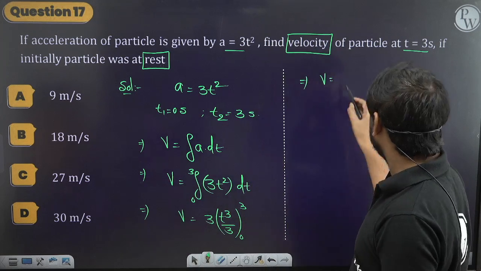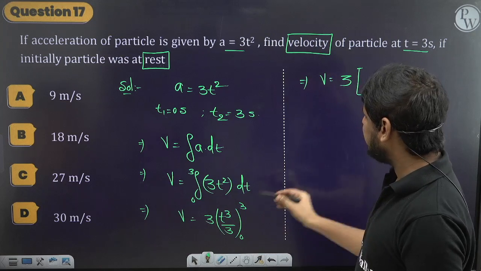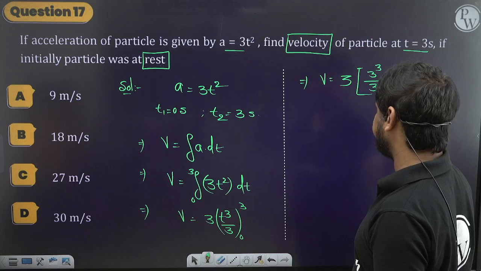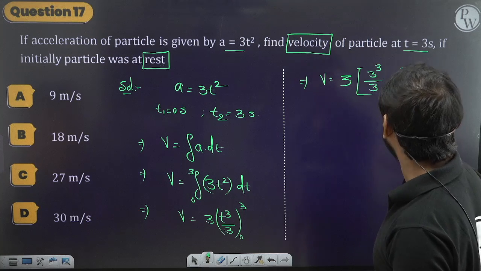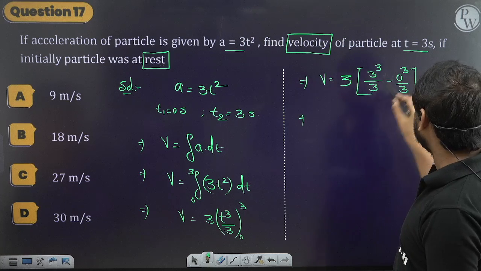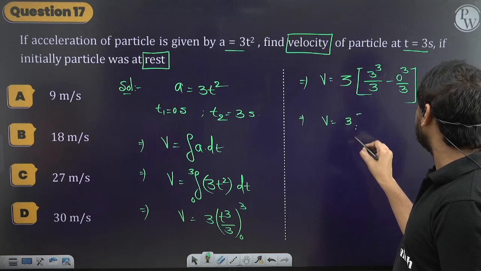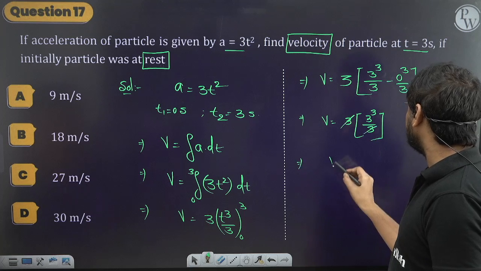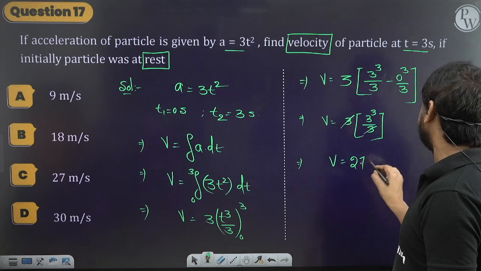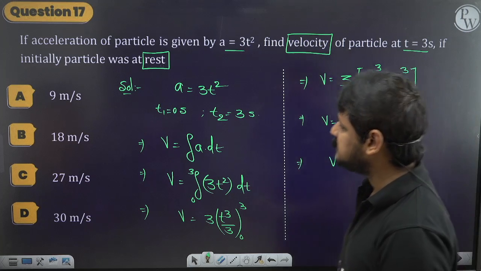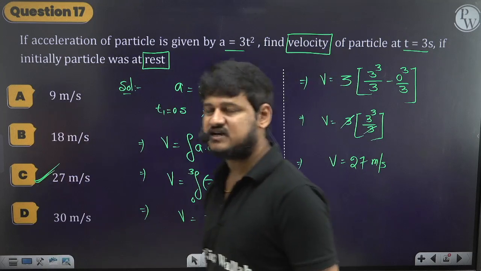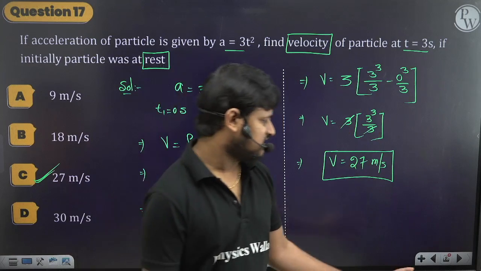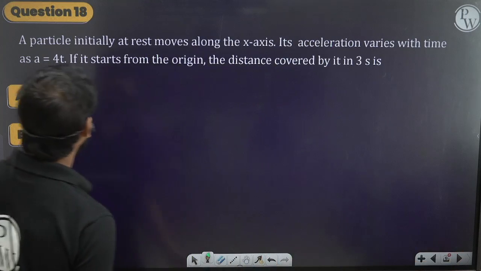v is equal to 3 into t cubed, which is 3 cubed by 3, minus 0 cubed by 3. 0 cubed is nothing but 0, so this whole part is 0. So v is equal to 3 into 3 cubed by 3. Here the 3s cancel, so 3 squared is 9, into 3, 27 meters per second. So it's 27 meters per second. Option C is the correct one. Clear? Understood, everyone? Clear, guys? Done. So let's move to the next question.